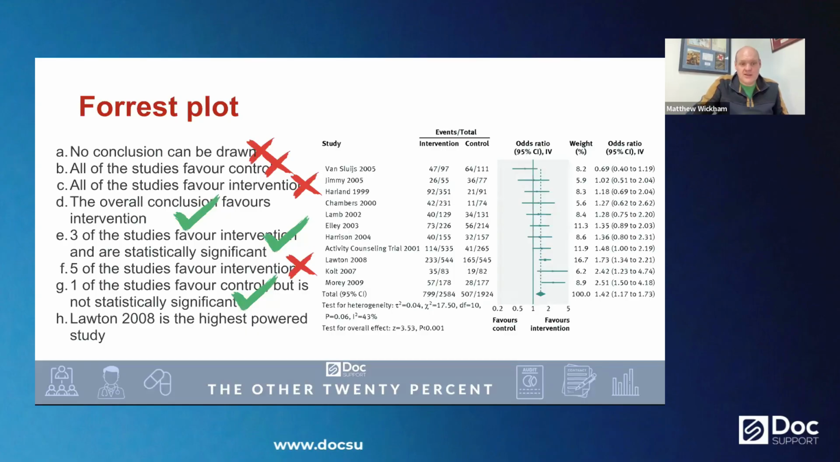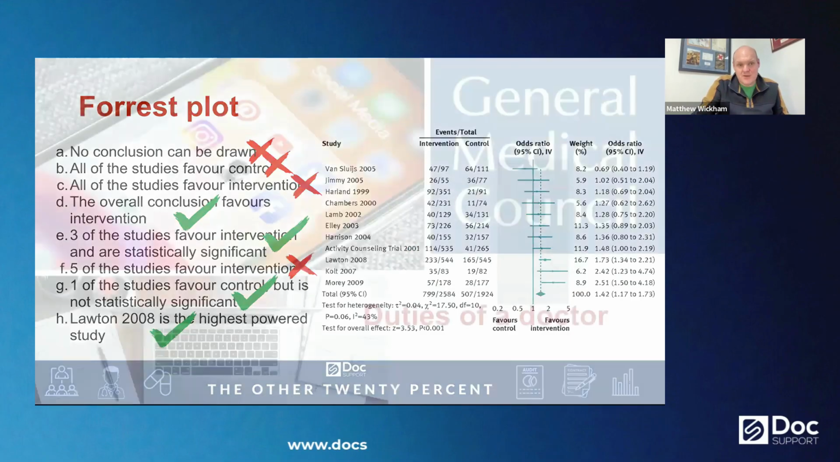Lawton 2008 is the highest powered study. If you have a look at this, which one has got the biggest box? You can see that's a nice chunky one there, Lawton 2008. To double check, though this may not be on the actual exam, look at the weight: 16.7%, and a quick glance up and down shows that's the highest number. So that is correct as well. That's forest plots in a very big nutshell.